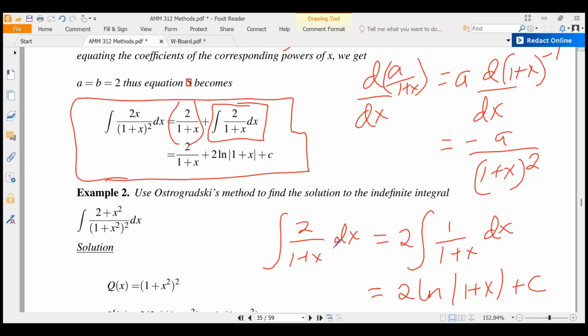Clearly, this method works when we have an integral of p of x divided by q of x, where p of x is a polynomial of lower degree than the denominator q of x, and two, that q of x and its derivative q prime of x have a common factor which is different from 1. So that is what you need to check before you can apply this method.